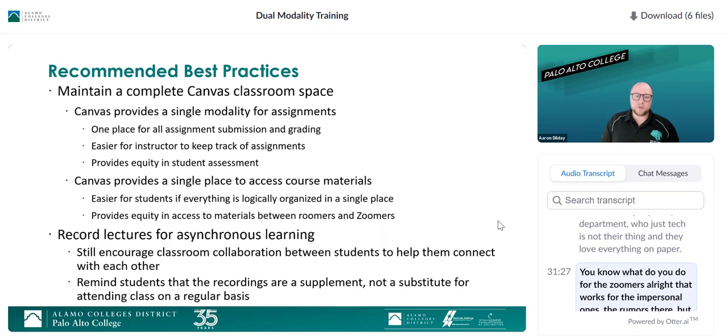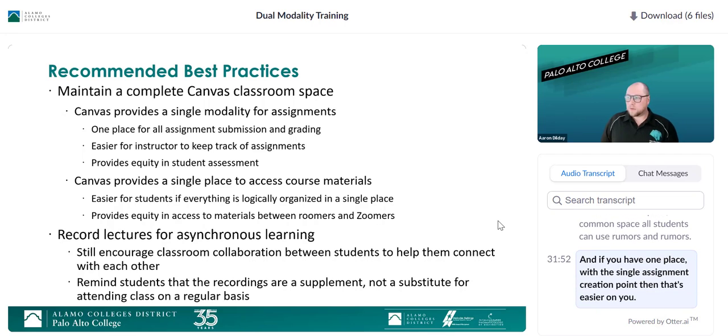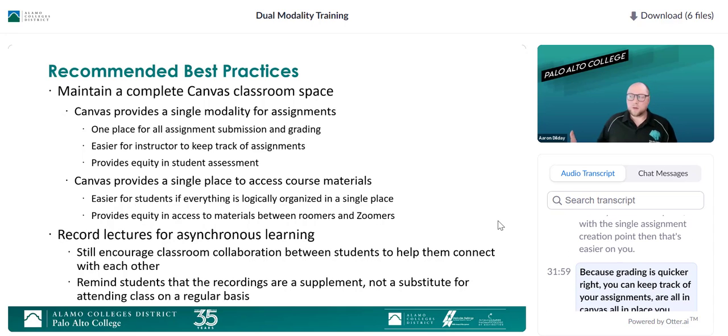That works for the in-person ones, the roomers there, but what about the Zoomers? So do you create an alternate test for them? You can, but that's a lot of work. And it creates confusion. We'll talk more about that with creating assessments in a minute. But if you have one type of assessment and it's through Canvas, that is a common space all students can use, roomers and Zoomers. And if you have one place with the single assignment creation point, then that's easier on you because grading is quicker, right? You can keep track of your assignments. They're all in Canvas, they're all in place.